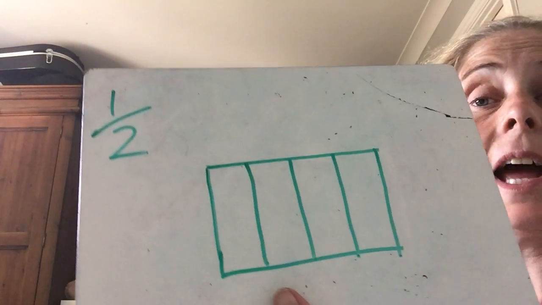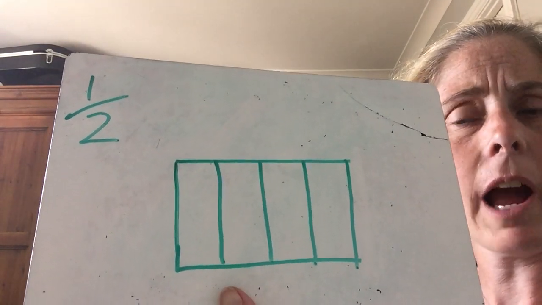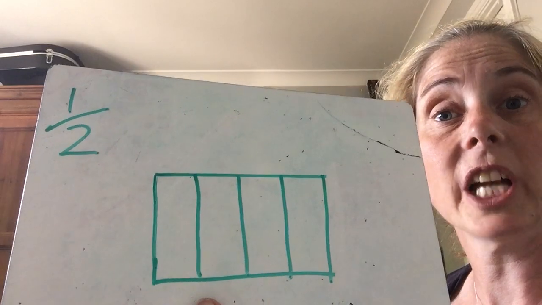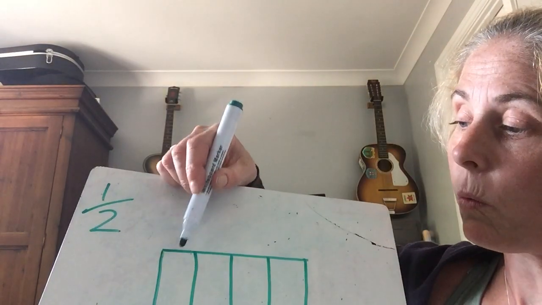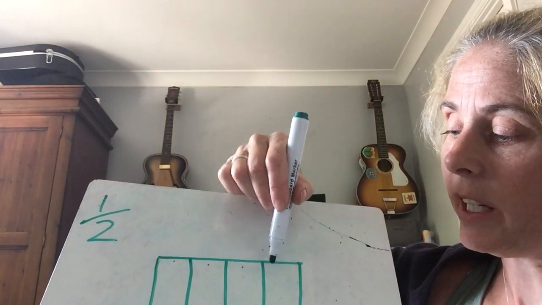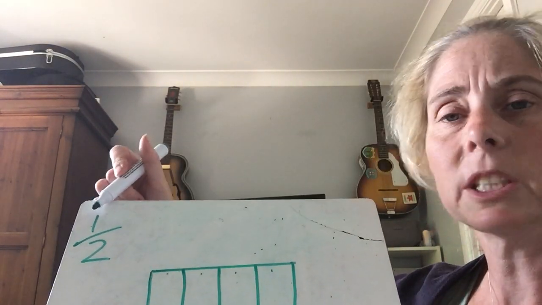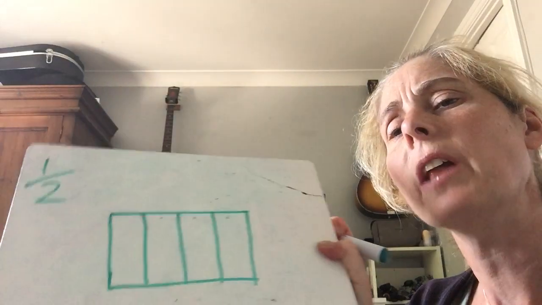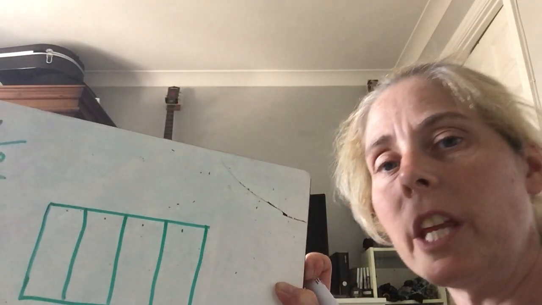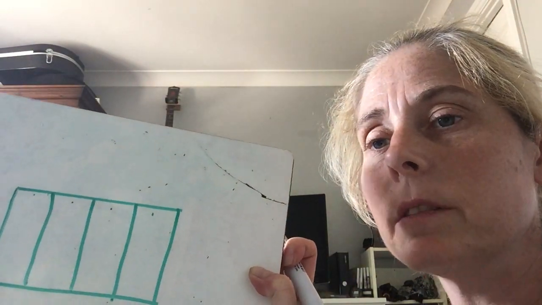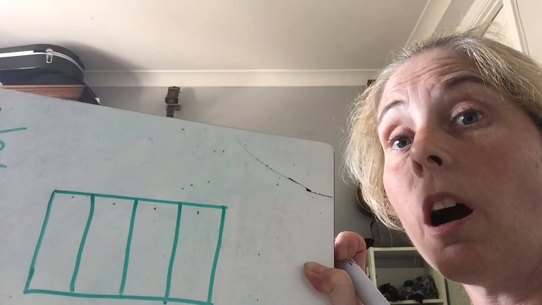Okay, now if you look carefully, how many parts have I got in my shape? I've got 1, 2, 3, 4. I've got 4 parts. But somebody's asked me to shade a half. How am I going to do that? Talk to the adult that's with you and think about how would you shade a half?